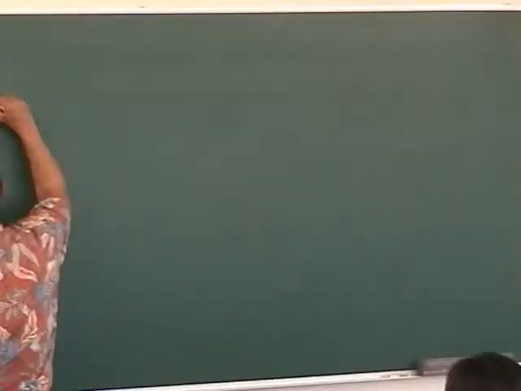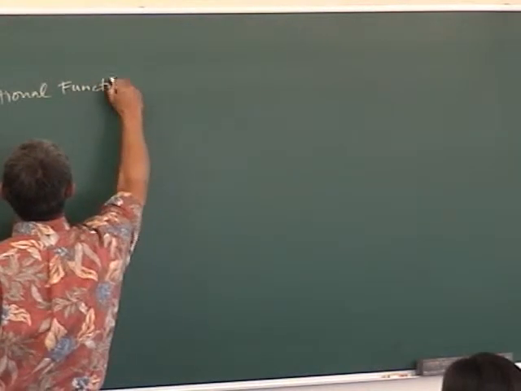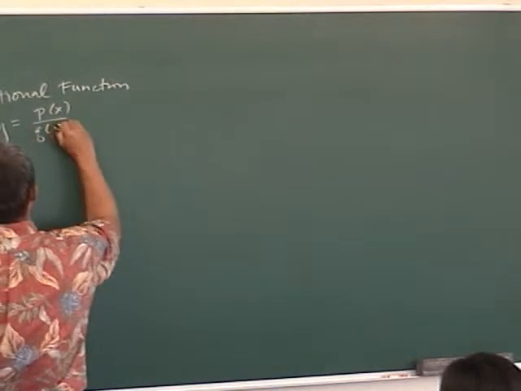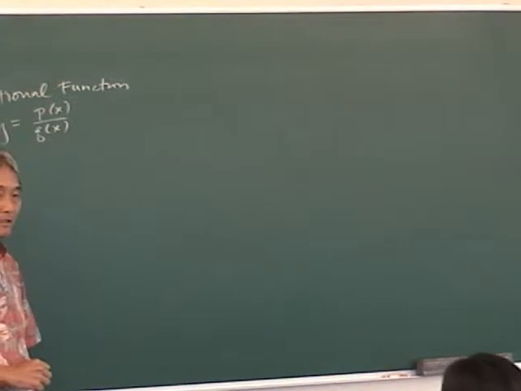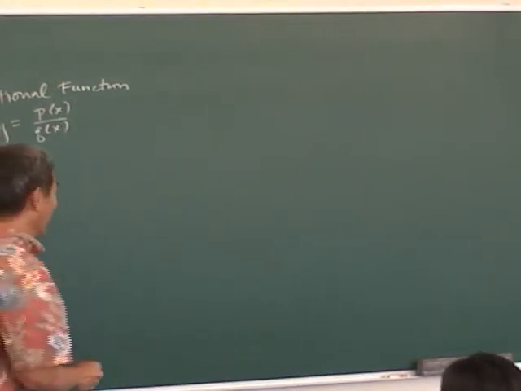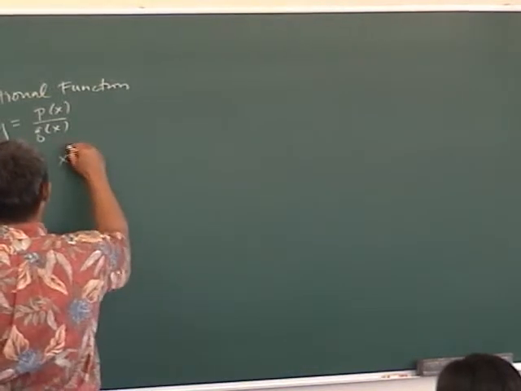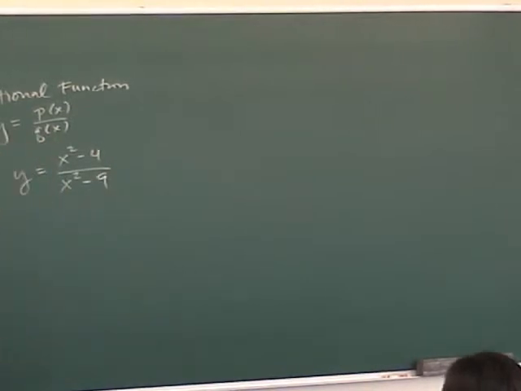Okay, today we start rational functions. Now, first of all, what the heck is a rational function? A rational function is a function of the form y equals p of x over q of x, where p and q are polynomials. And you guys already know what polynomials are, right? Yes. Okay, so an example of a rational function would be y equals (x squared minus 4) over (x squared minus 9), or something like that.